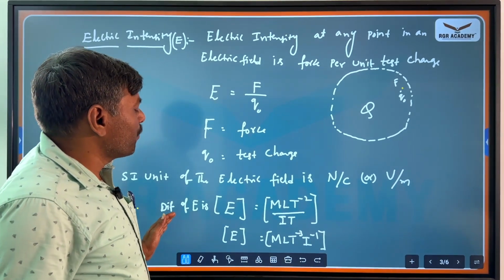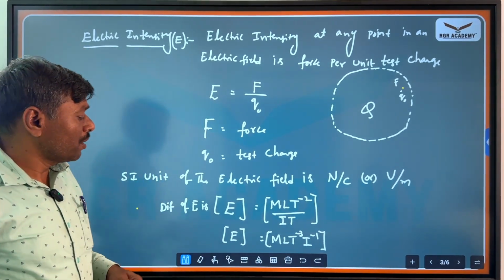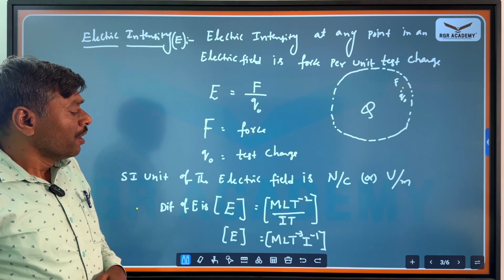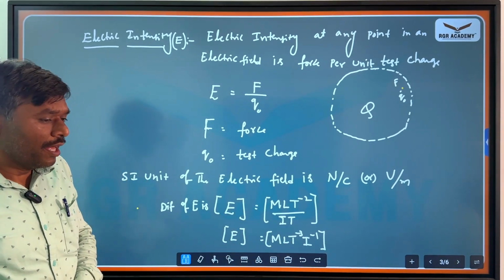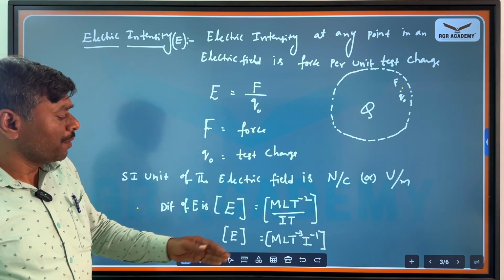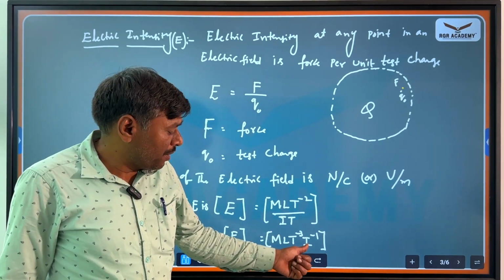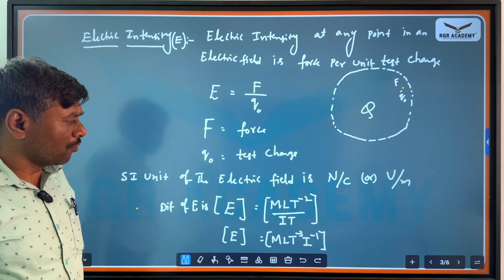The dimensional formula of the electric intensity is M L T power minus 3 I inverse. Some people use A inverse in place of I.